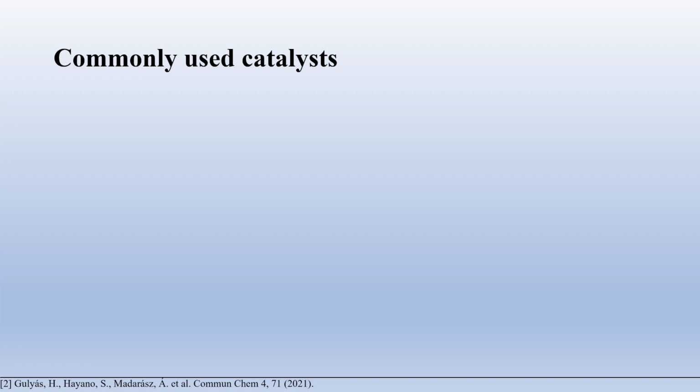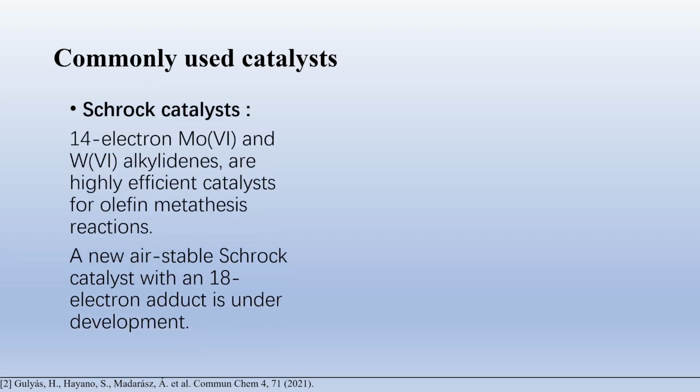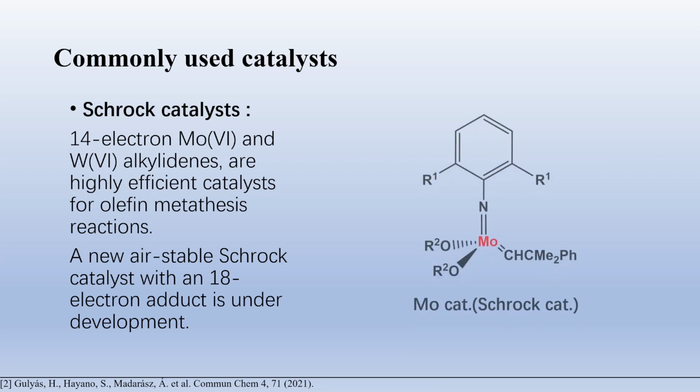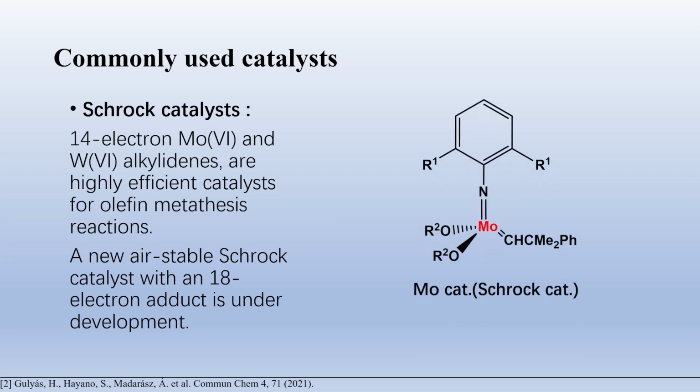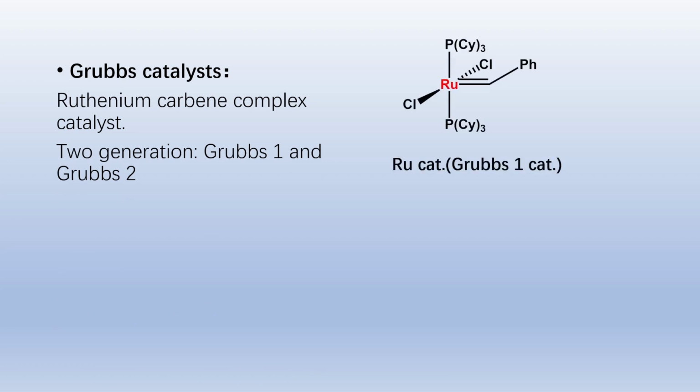Schrock catalysts usually use molybdenum and tungsten as the central atom. This catalyst has the characteristic of high activity, but it is unstable in air, sensitive to oxygen and water, and expensive. However, there are also related articles showing that a new air-stable Schrock catalyst with 18 electron addition is under development. The Grubbs catalyst uses ruthenium as the central atom and is currently divided into two generations.